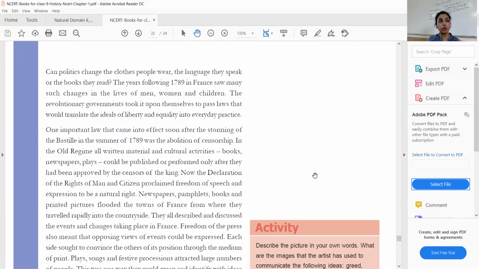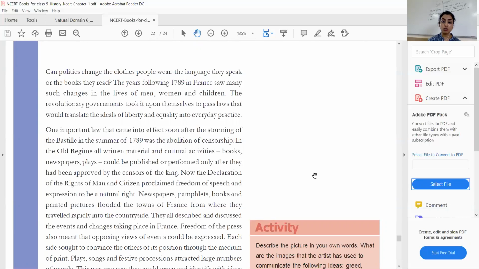As we know, during Louis XVI, people did not have any freedom of expression or speech. They could not say anything against the government. If they said anything, it would be suppressed. So censorship being abolished means from now there will be a free press. The press can publish anything. People could raise their voice. Every opinion will be heard.